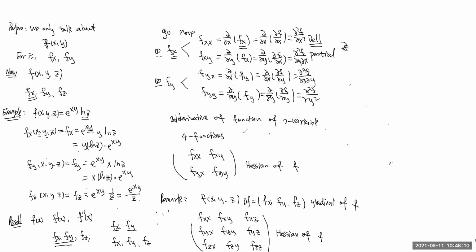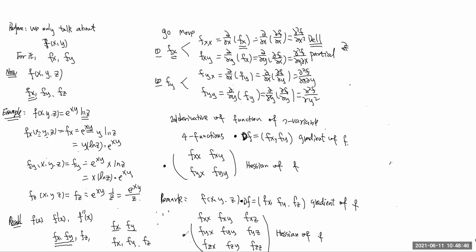Here we have gradient. No, sorry. D is fx, fy, like this. This is called the gradient of f. Automatically, you can generalize this for a function of 3 variables, 5 variables, 10 variables, 100 variables. Right, it's the same.